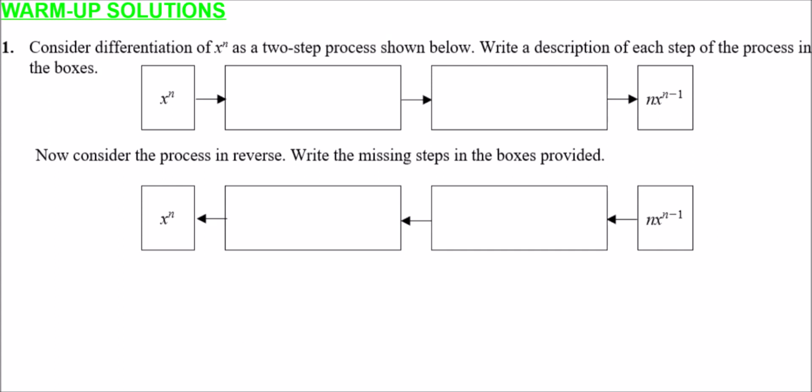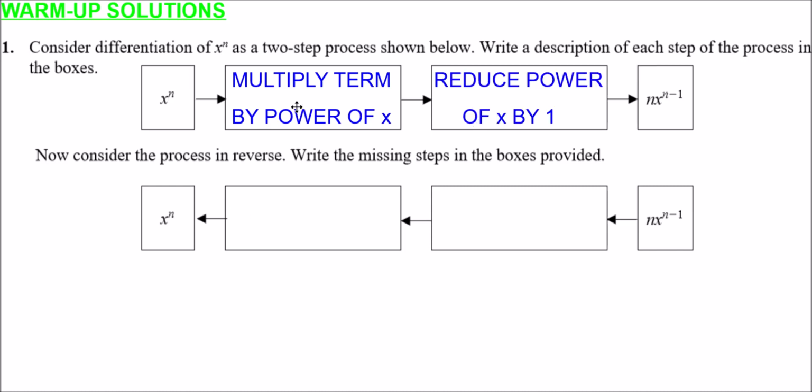So question 1, like I've said, we need to consider differentiation as the inverse of integration, and vice versa as well. So first of all, let's consider what we need to do to differentiate the function x to the power n in 2 steps. Like we mentioned last time in chapter 12, first of all we need to bring the power n to the front. So we need to multiply the term by the power. After we do that, we then take the power of x and reduce it by 1.